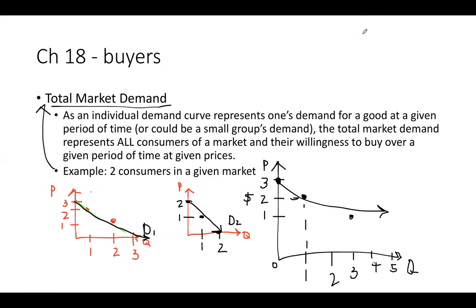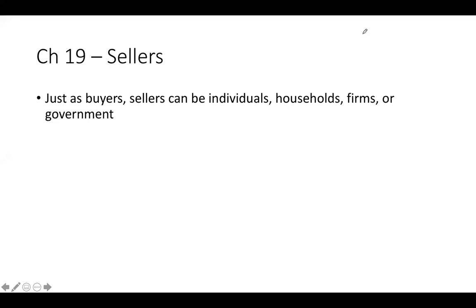All right. Okay, so moving on to chapter 19, sellers. Instead of talking about the demand curve now, we talked about buyers, people who demanded a good or service. Now in chapter 19, we're talking about the supply curve, the people who supply a good or service, the sellers of these goods. So just as we said, these buyers could be individuals, households, firms, or government, same thing goes for sellers. Sellers could be any type of body or entity.